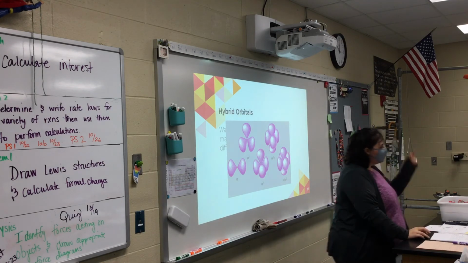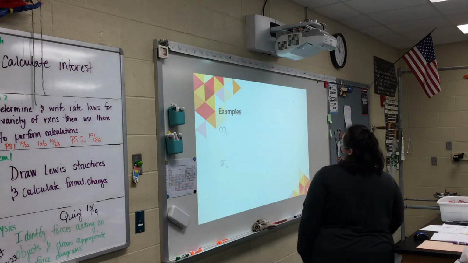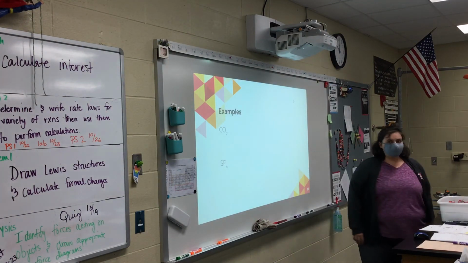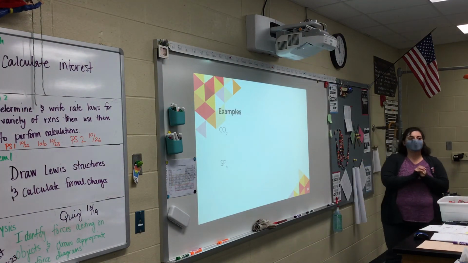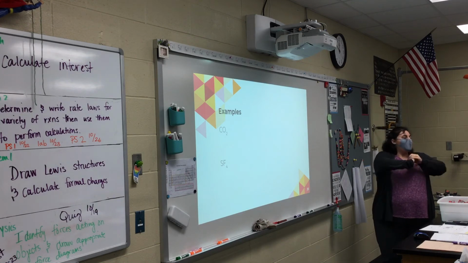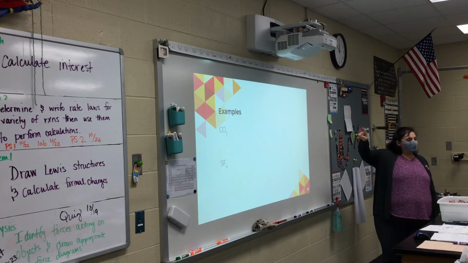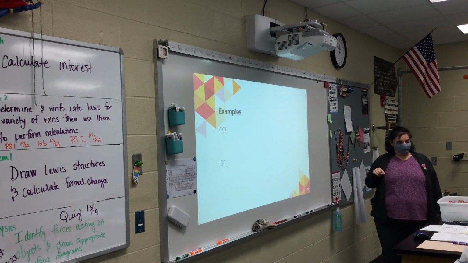All right, so let's do some examples. I want you to draw the Lewis structures for these two molecules, carbon dioxide and sulfur tetrafluoride.